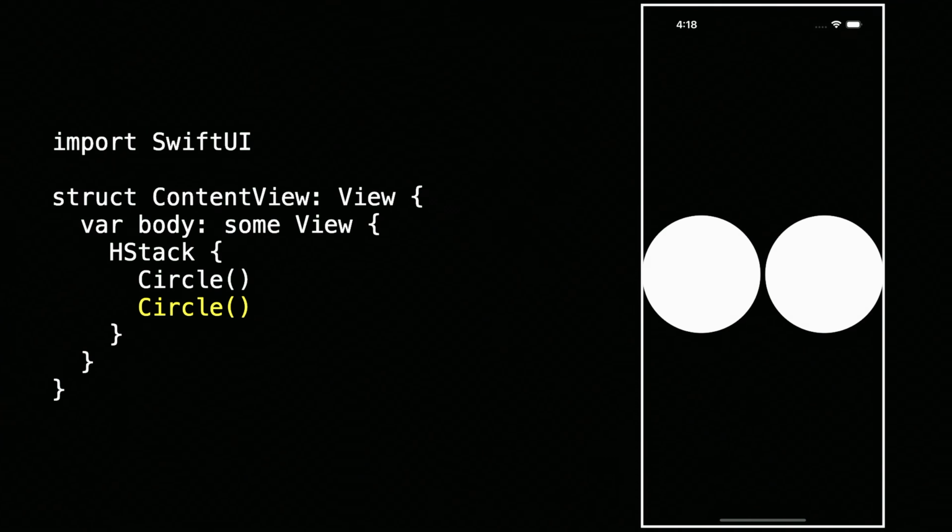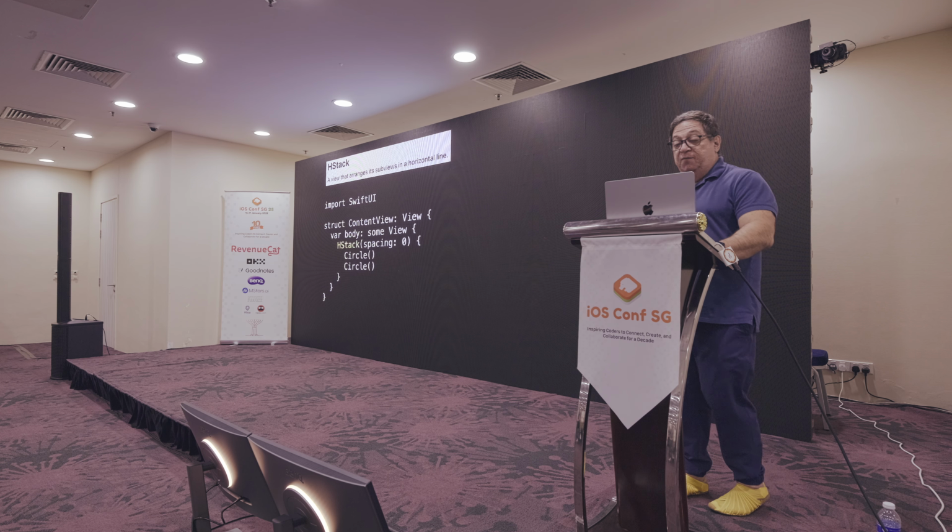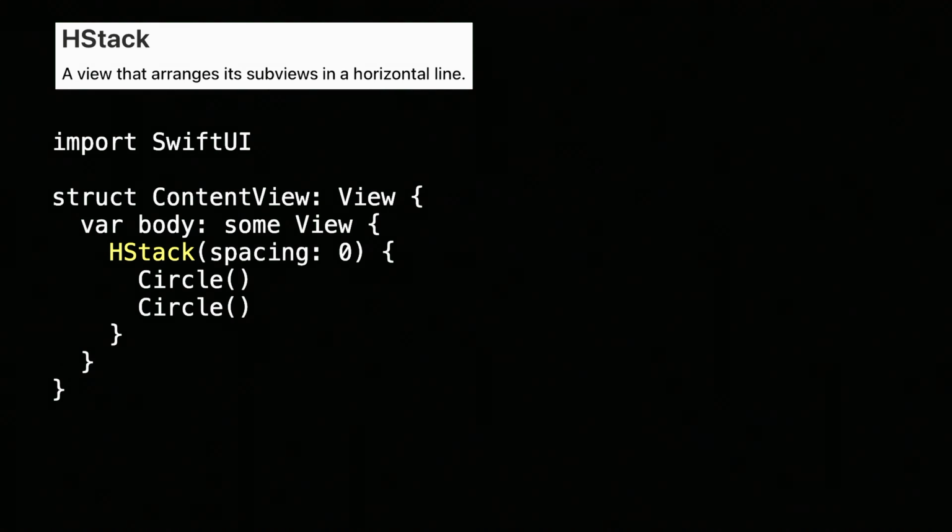And we get this, and if you go further and say, well, actually, I have an HStack, but no spacing, please, you might have noticed the circles got a little bit bigger because that space between them is now available for each circle. And so this HStack is a view that arranges its subviews in a horizontal line, and none of this shocks any of you because you're SwiftUI experts.